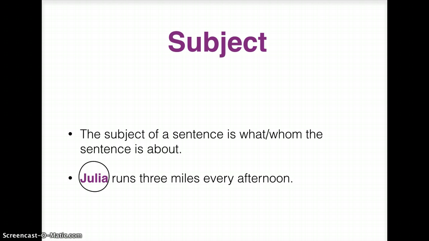Okay, back to subjects and predicates. The subject of a sentence is what or whom the sentence is about. In the same example I gave you for your sentence and phrase examples, I underlined, circled, and highlighted in purple the subject of the sentence. Julia is the subject. She is who is completing the action. So Julia runs 3 miles every afternoon.